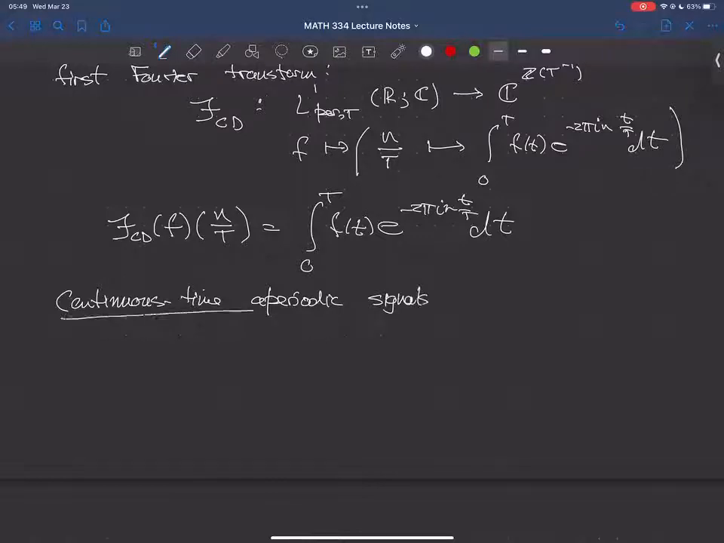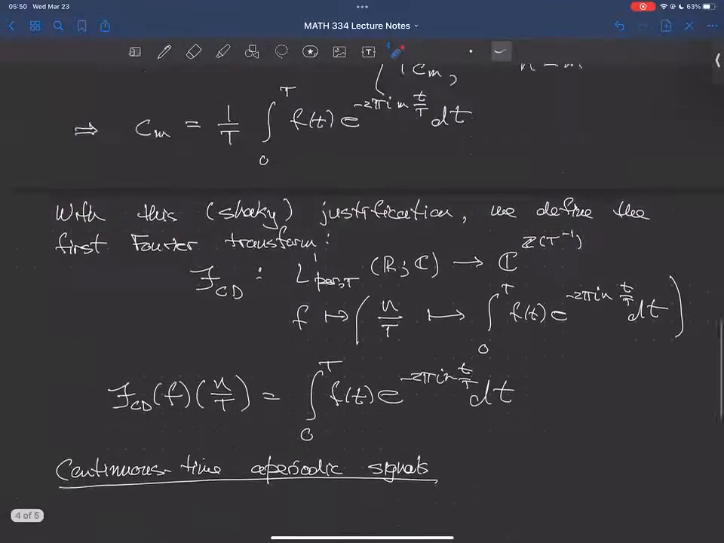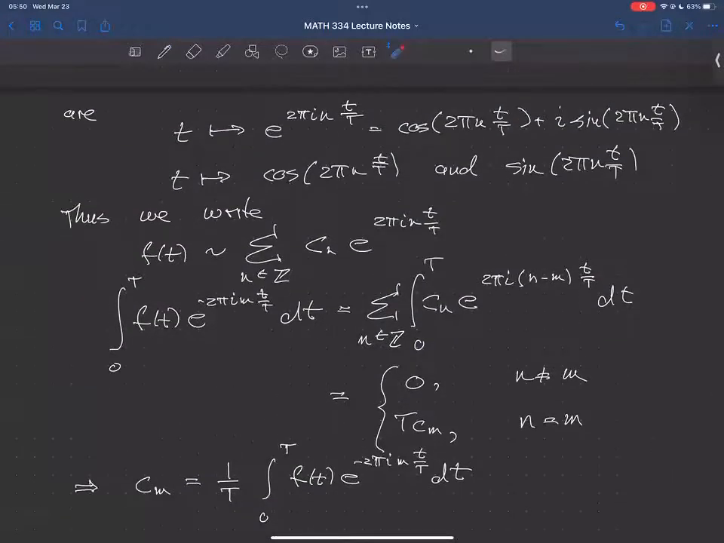Now, in the periodic case, we had a natural frequency to work with. In the aperiodic case, these are going to be functions defined on all of R again, but they're not going to have any natural period. And so there's no natural frequency that you can use as a crutch to define a relationship that looks like that.